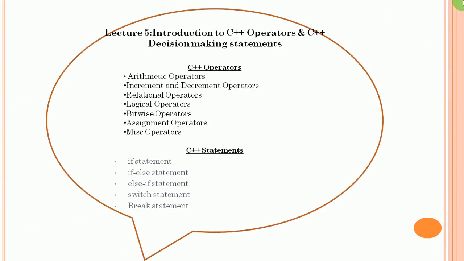Okay, next we come to lecture 5. Lecture 5 gives an introduction to C++ operators and C++ decision making statements. First, we discuss the C++ operators used in the language, such as arithmetic operators, increment and decrement operators, relational operators, logical operators, bitwise, assignment, and miscellaneous operators. Then we look at some of the C++ statements used in the language: the if statement, if else statement, else if, switch, and break statement.